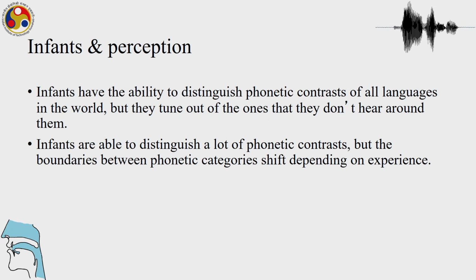So, regarding perception, again, there are various ways in which this is seen, theories which theorize on perceptual abilities of children. It is said that infants have the ability to distinguish phonetic contrasts of all languages in the world, but they tune out of the ones that they don't hear around them, and this is one approach. And the other approach also says that infants are able to distinguish a lot of phonetic contrasts, but the boundaries shift depending on experience.